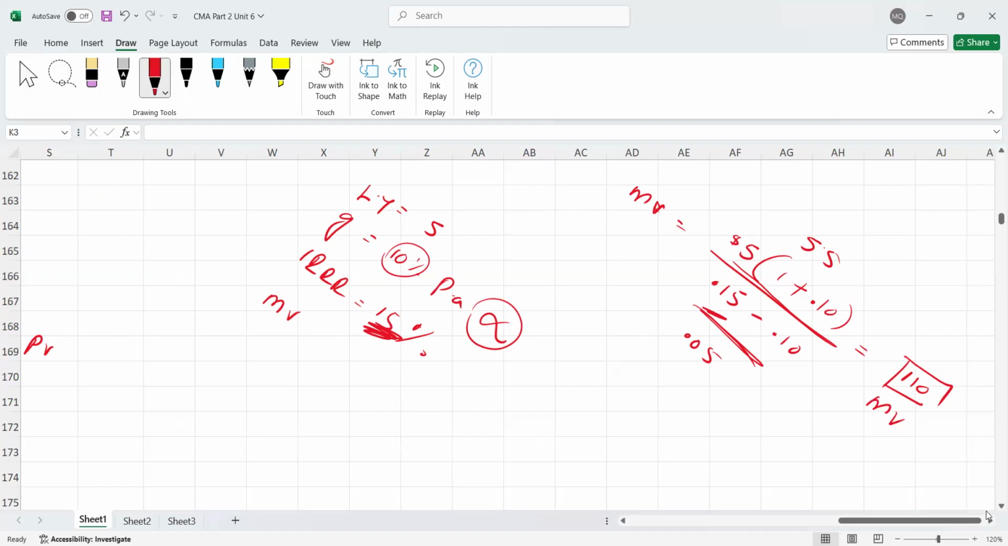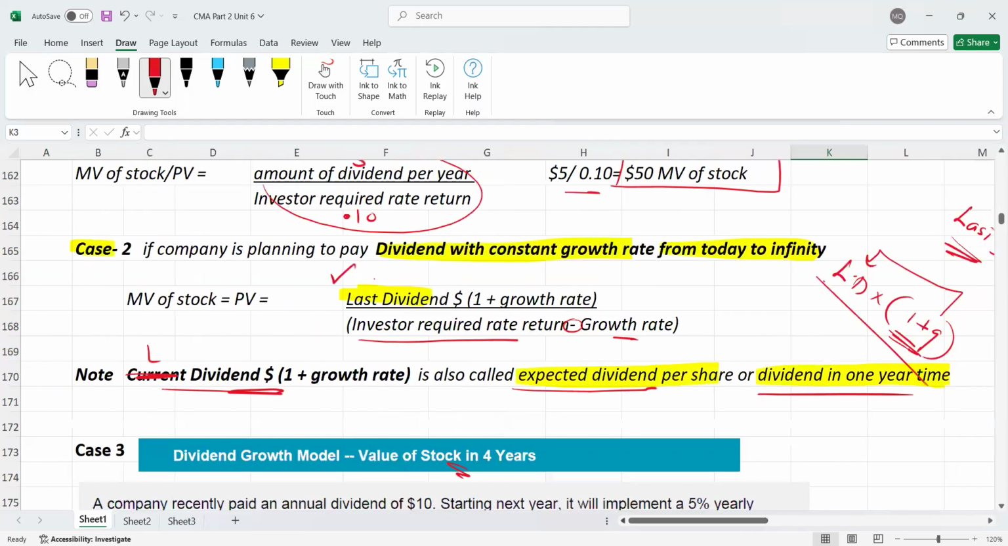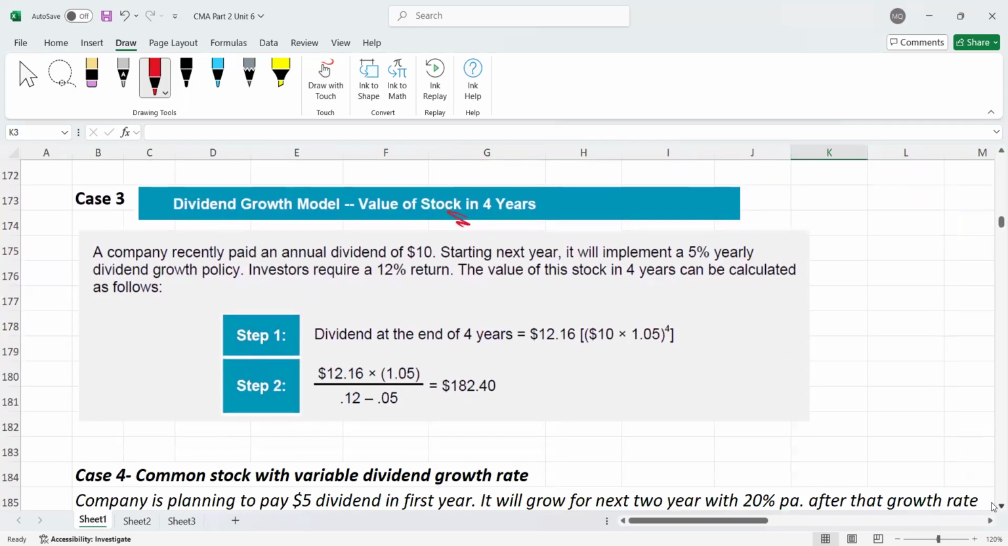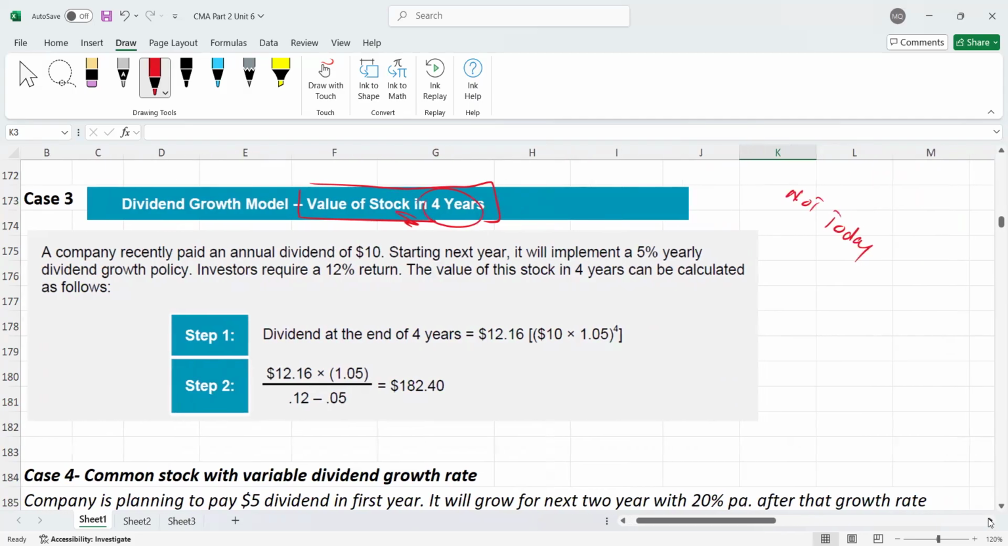Now we have scenario case number 3, and let's see what the difference is here. Here you want to calculate the value of the stock, but not today. Maybe you want to know what the value of the stock will be after 4 years, or 5 years, or 10 years. The dividend discount model can again be used to calculate the value of stock in 4 years' time, or 5 years, or even 10 years. How do you modify the formula? The formula is very simple.